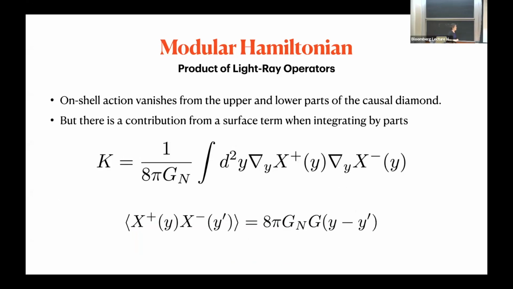So that's what we have. We're identifying these product of light ray operators with the modular Hamiltonian. And then what we're going to do is use the Robertson uncertainty relation to extract a 2-point function of x plus and x minus, and we're going to evaluate it in Euclidean space. So let me say a little bit more about this line. This is supposed to be the modular Hamiltonian of the wedge.